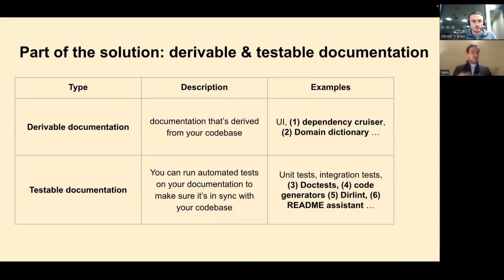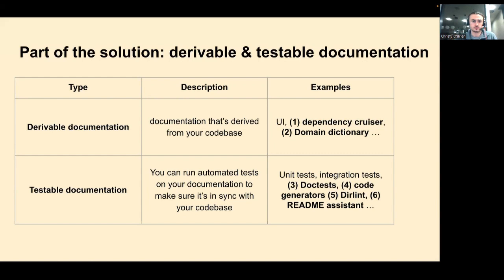Right. So on this second part, the effort, I think part of the solution lies in investing in derivable and testable documentation. So what do I mean by derivable documentation? Well, it's documentation that derives from your code base, right? So it's downstream from your code base. An example of that is your UI, right? I think a lot of people use their UI to understand their code, right? And it's a way to document the code, and it's a great form of documentation.